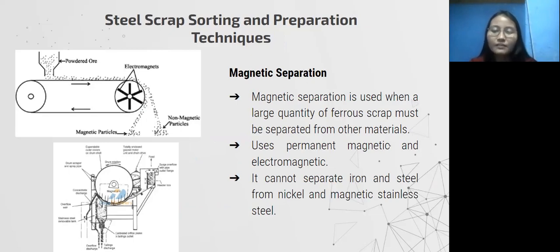Magnetic separation can be of either the belt type or the drum type. In the drum type, a permanent magnet is located inside a rotating cell, and material passes under the drum on a belt. A belt separator is similar, except that the magnet is located between pulleys around which a continuous belt passes. Magnetic separation also has a limitation: it cannot separate iron and steel from nickel and magnetic stainless steel.